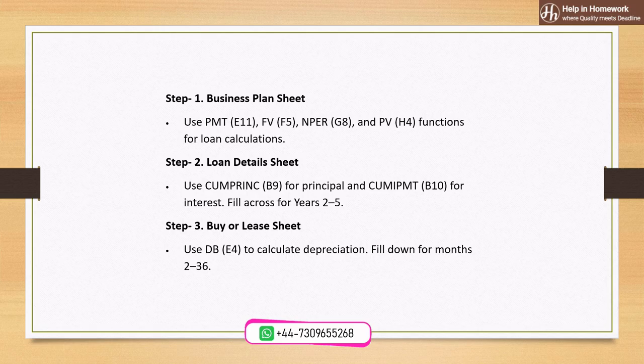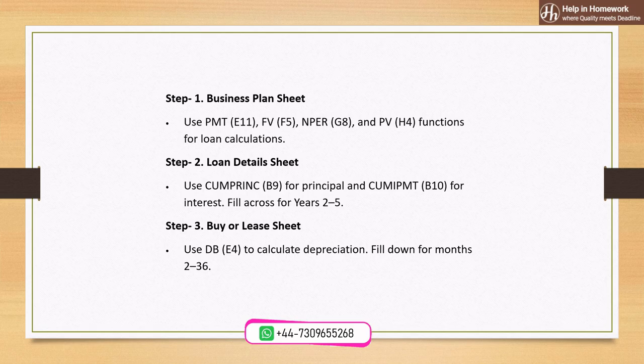Step 1. Business Plan sheet. Use PMT (E11), FV (F5), NPER (G8), and PV (H4) functions for loan calculations. Step 2. Loan Details sheet. Use CUMPRINC (B9) for principal and CUMIPMT (B10) for interest. Fill across for years 2 to 5.